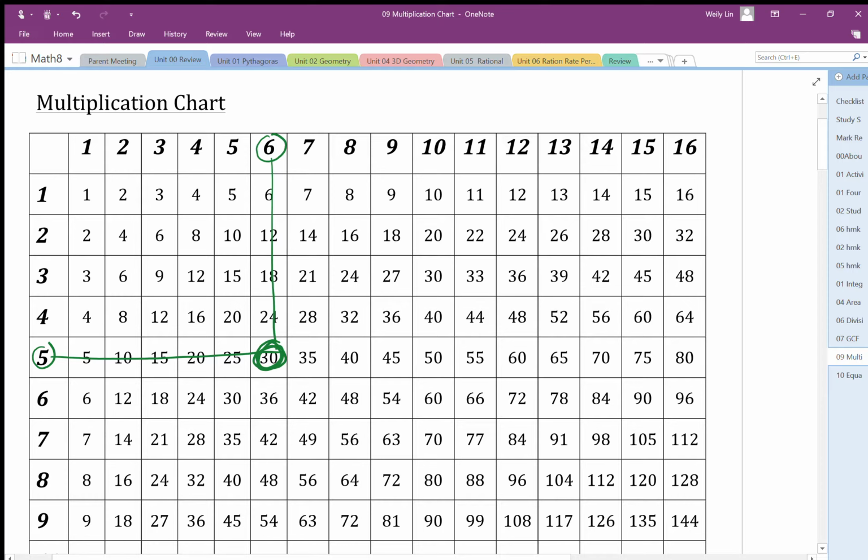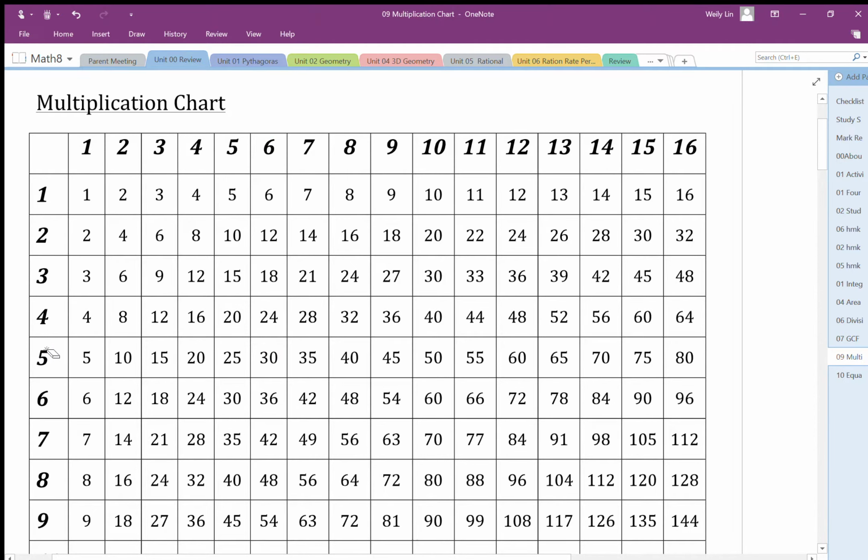And the nice thing about this multiplication chart is it actually shows us 30 squares here. So I have 1, 2, 3, 4, 5, 6, 7, 8, 9, 10, 11, 12, 13, 14, 15. So I have 30 elements or 30 squares in this rectangle that also represents the answer of 30 here. Okay, so 6 times 5 equals 30.